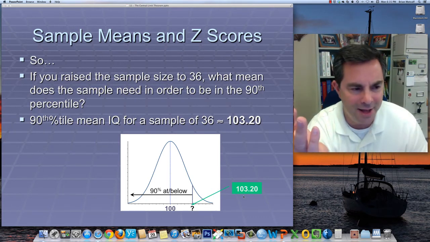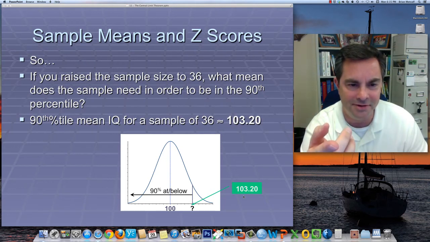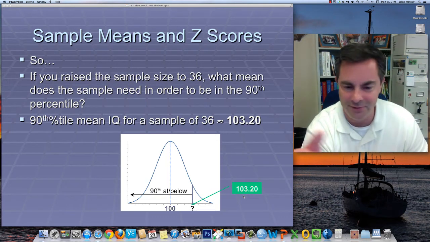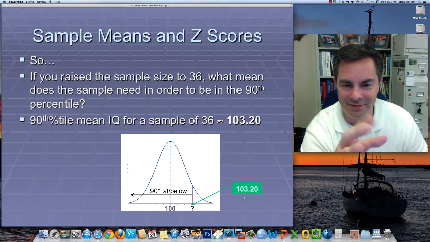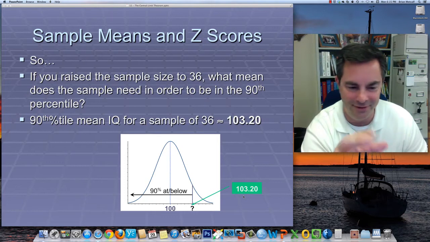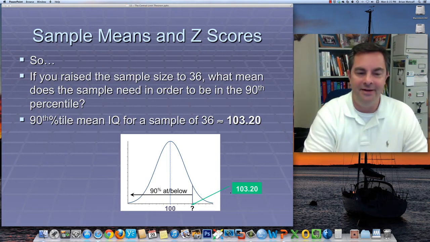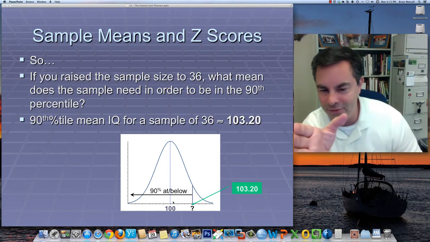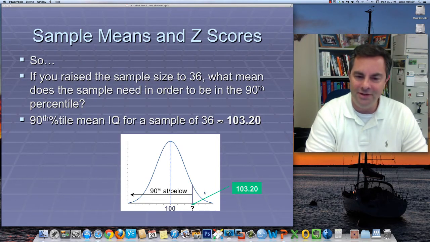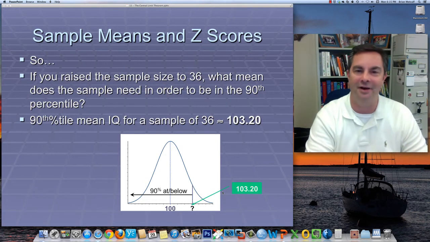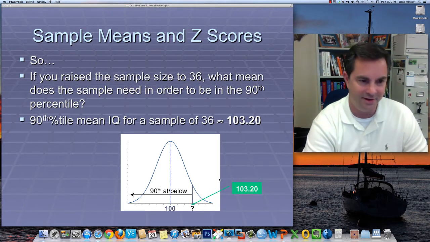Just 103. I kind of doubt that if I was talking to two people and one of them had an IQ of 100 and the other one had an IQ of about 103, I'd be able to tell the difference between them. I don't think there's that enormous of a difference between 103 and 100. They're a little bit smarter than the 100. So it's maybe a little surprising that if you get 36 people who bump up from the expected mean of 100 to just 103, they're getting up there, 90th percentile. Only 10% are above that. 90% are at or below that group. So that's kind of interesting.